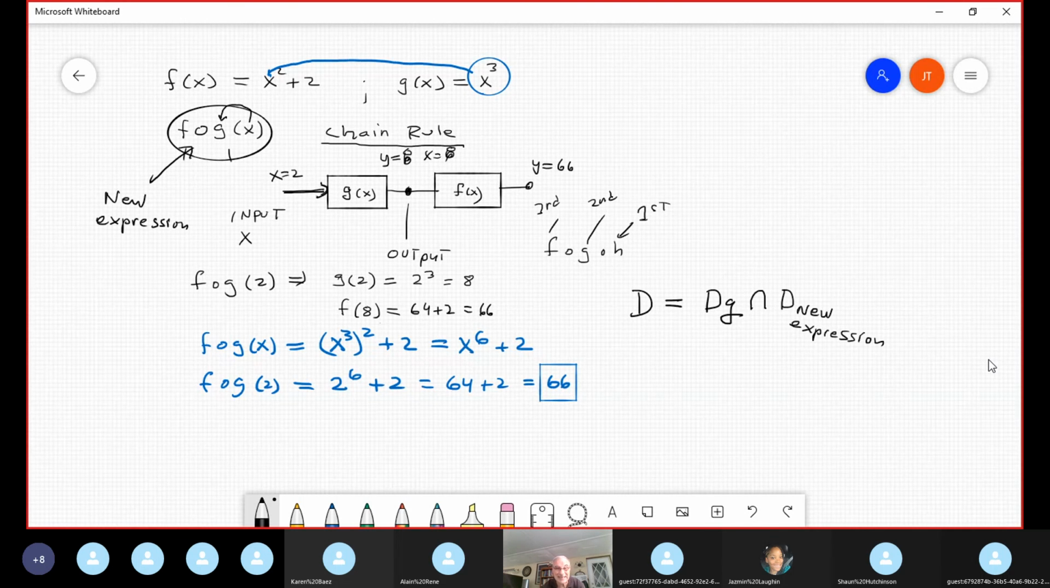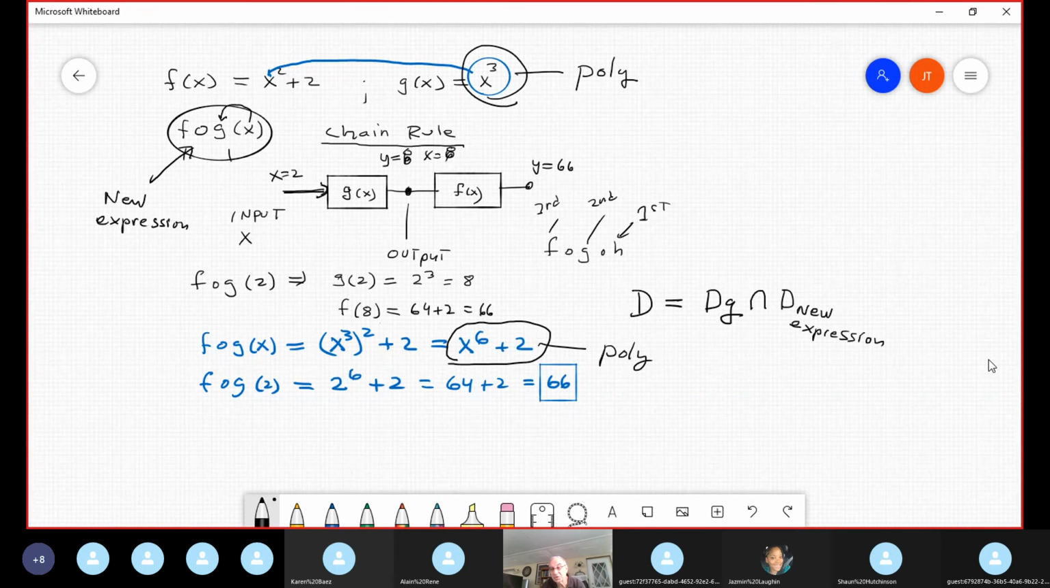Intersection, domain of the new expression. This is the idea. Not F, but the new expression, which is the combination of both. So basically, I need to find the domain of G, which is this, and the domain of this. But in both cases, this is a polynomial function, and this is also a polynomial, no? Degree 3, degree 6. And you know the domain of a polynomial is all real numbers. So we have no restriction. The domain of this composition is all real numbers. Okay, all real numbers intersection all real numbers is all real numbers.